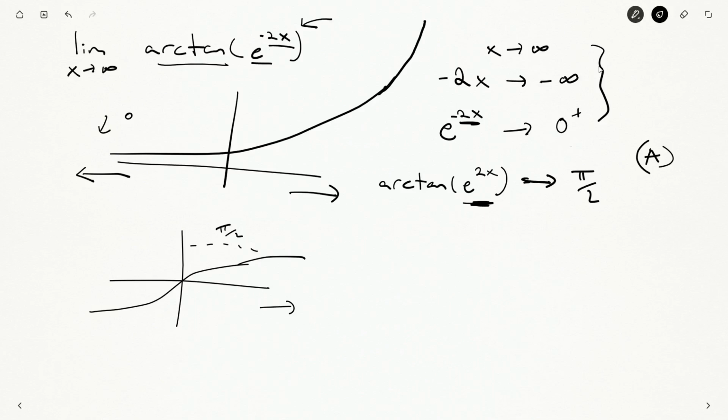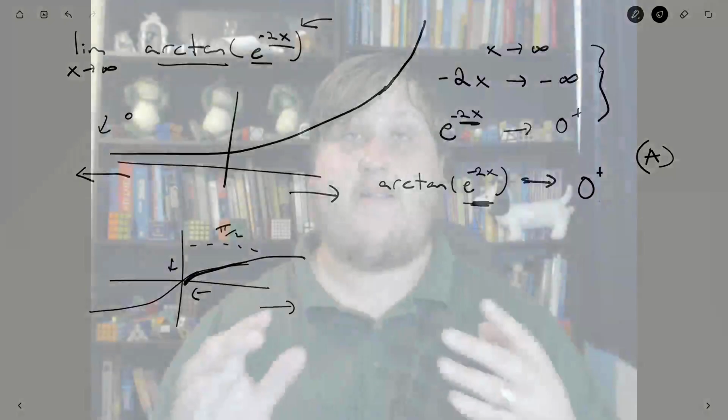And now arctan of e to the minus 2x. As we approach 0 from above, what's happening? We're approaching the value of 0. So you can see we're even approaching 0 from above just by reading this graph. The same sort of reasoning can get us a different answer if we only change the question ever so slightly. And this is the sort of reasoning that you can be expected to do.